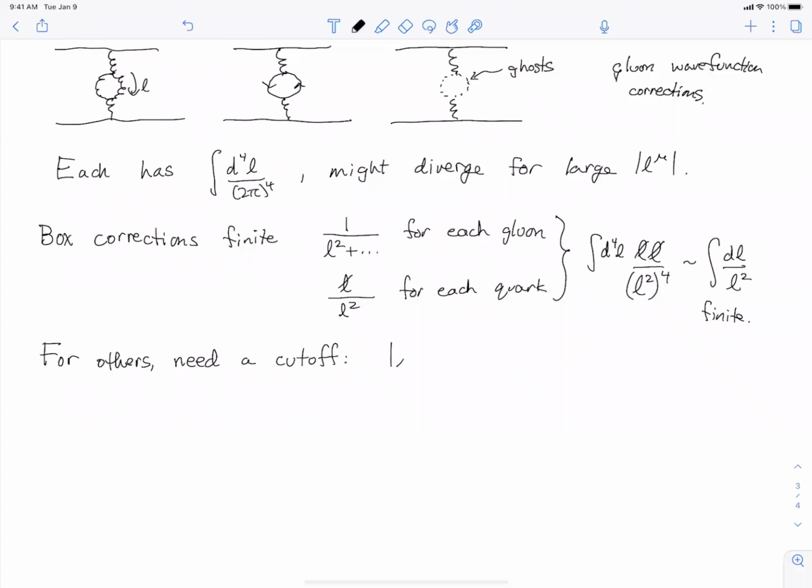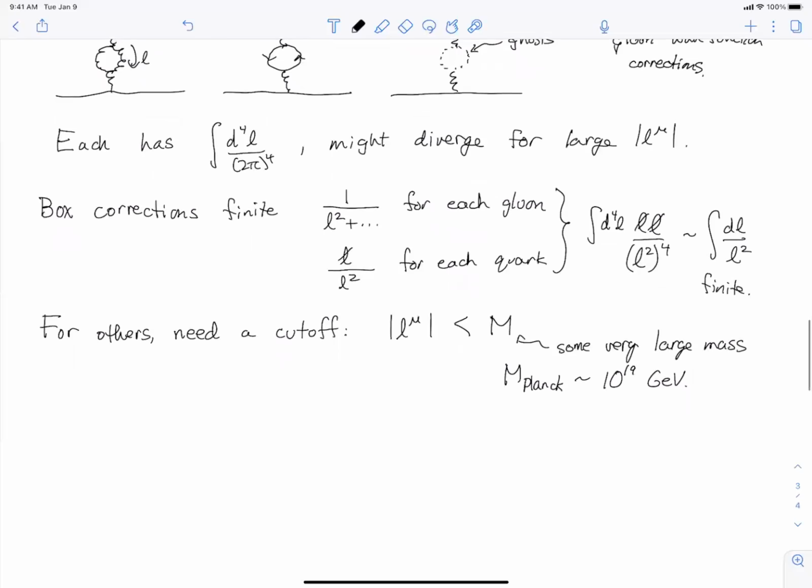Okay, but what you're really doing is you're saying, we don't know what's happening at very high energies, so we have no business integrating over very high energies. Something else will happen there. And so we're going to only integrate for energies less than some mass scale. Okay, and this is some very large mass. And maybe it's the Planck mass, which is quite large indeed compared to everything else. So roughly 10 to the 19 GeV. Okay, but we don't really know what that cutoff is. We have no way of knowing.